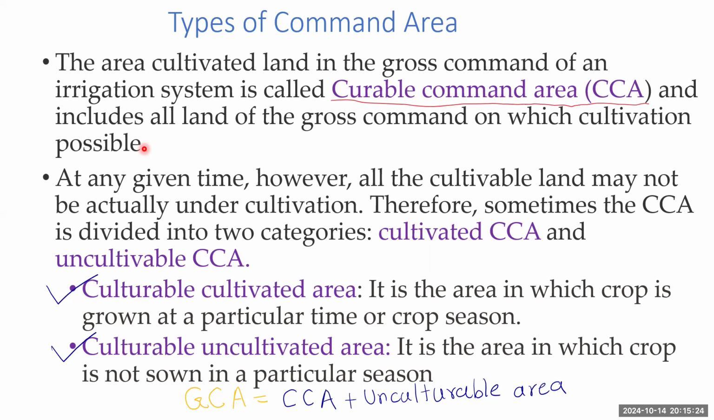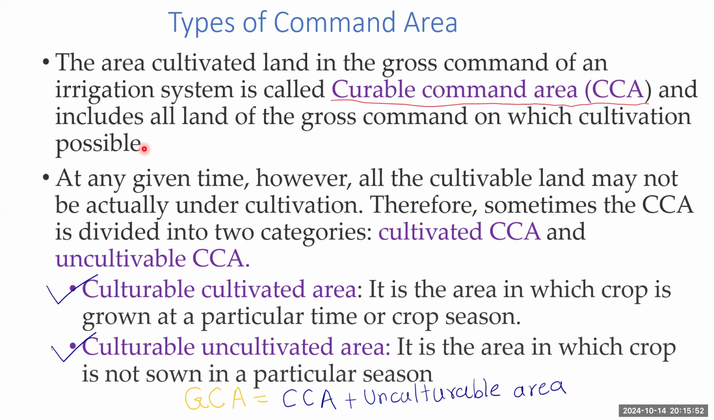But in that case, water can be supplied to all this area by gravity. So that is called a gross command area. And culturable command area is a part of the gross command area where actually the crops are grown. That is called a culturable command area. So it is agricultural land where cultivation is possible.